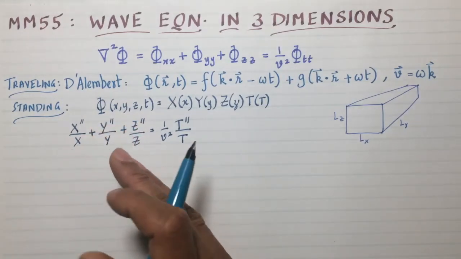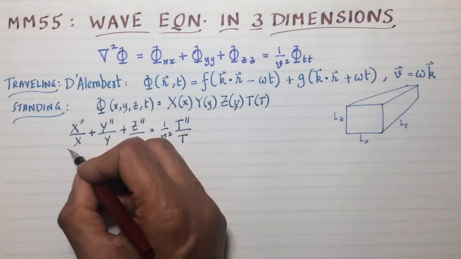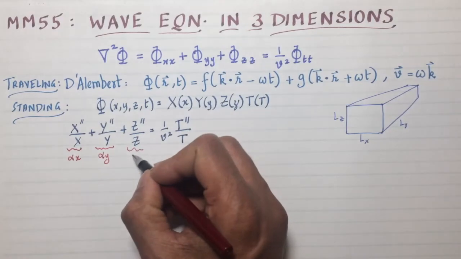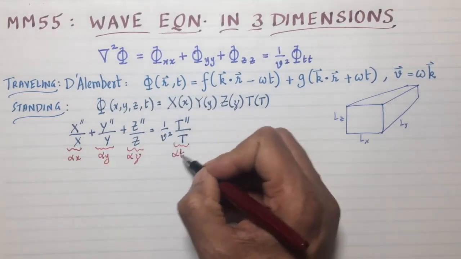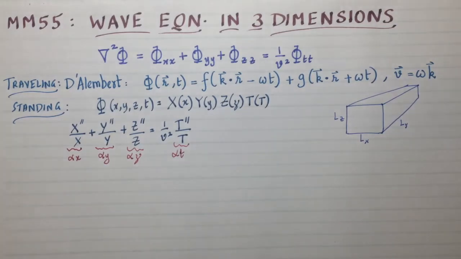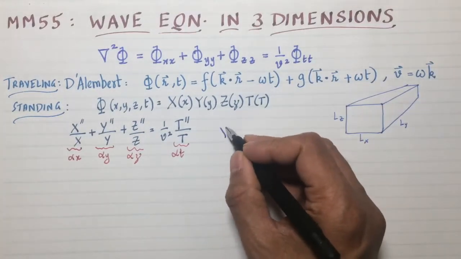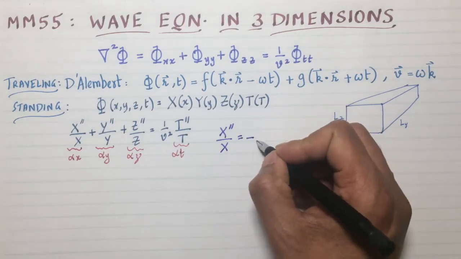Now, how do we go from here? That's only a function of x. That's only a function of y. That's only a function of z. And that's only a function of t. I've written proportional to, but really I mean function of. So what we're going to do is set each one equal to a constant. Now we can't set them all equal to the same constant, so these constants have to be different. So we'll set x double prime over x equal to some constant negative L squared.